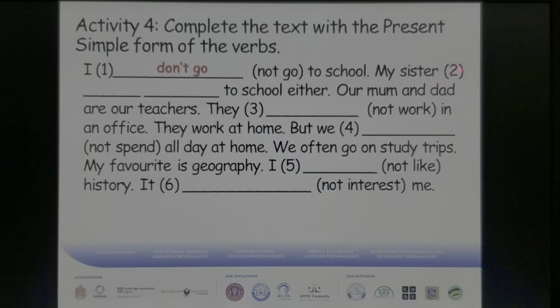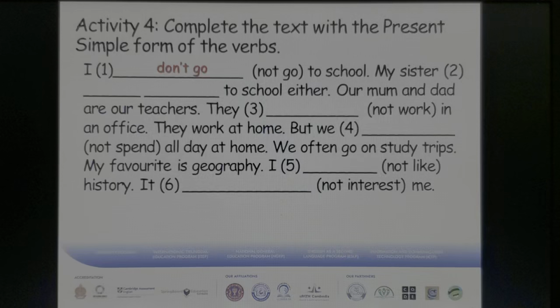And number 2, what is it? My sister, in the textbook, means not go. Okay, also not go. So not go. When you say not go, it is negative again.